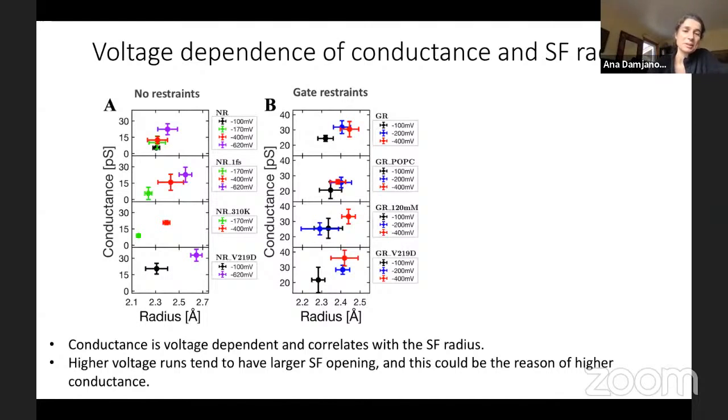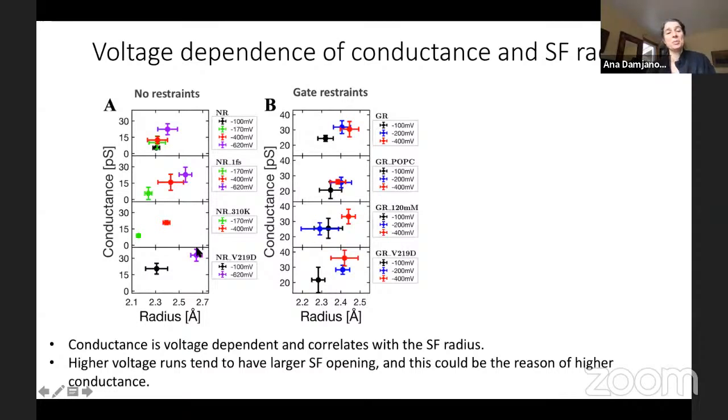So we looked at the correlation, and we plot here also the radius. In this plot, the coloring is by voltage, right? So the black is lower voltage, and this is higher voltage. And you can look at the radius of the selectivity filter. It's smaller for lower voltages than for higher voltages. And it's hard to follow all the colors, but I can tell you that there's a trend that higher voltage has a slightly higher radius, about 0.2 angstroms here.